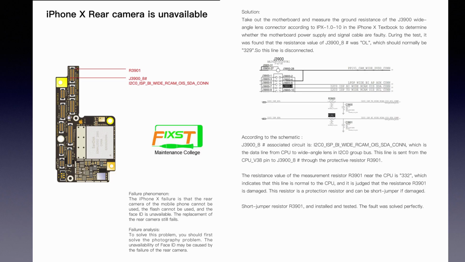And the resistance measured at the resistor R3901 near the CPU is 332, which means that line is anomalous to the CPU. It is determined that the resistor R3901 is damaged. This resistor is a position resistor, so we can make a shock jumper across the 2 pins of the resistor. After we make a jumper on those 2 pins, install and test, the problem is finished.